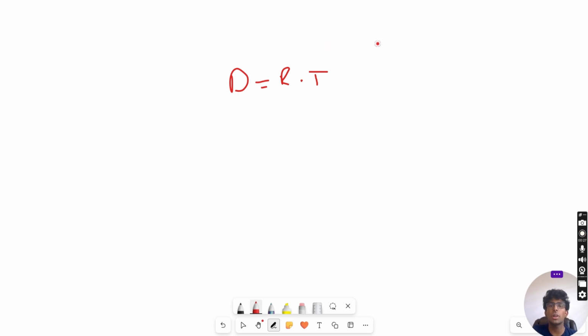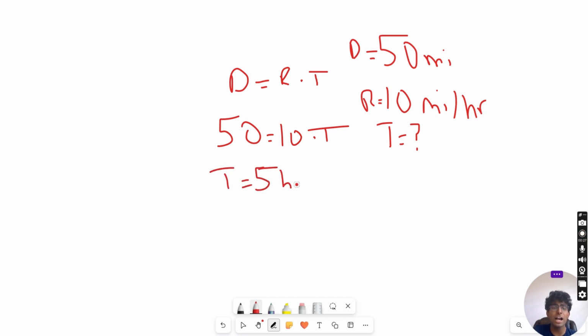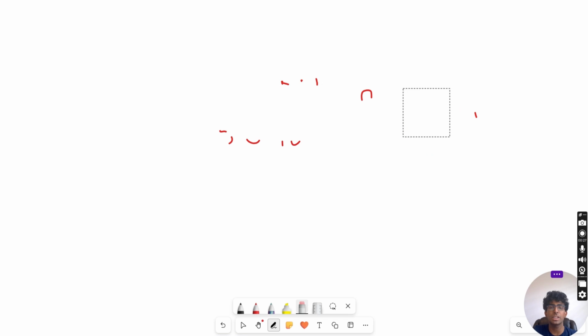So I'll give you guys an example. If we're traveling 50 miles at 10 miles per hour, what is our time? So this is our D, this is our R, and we want to find our T, our time. So we're going to just plug in 50 here, equals 10 times T, divide both sides by 10, and we're going to get 5 is what T is equal to. So it's going to be 5 hours in this case. Units are important in these problems. So this is really simple to understand.